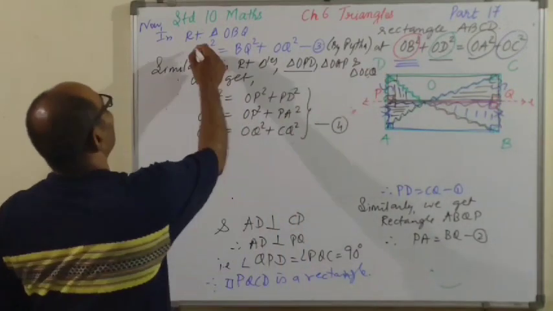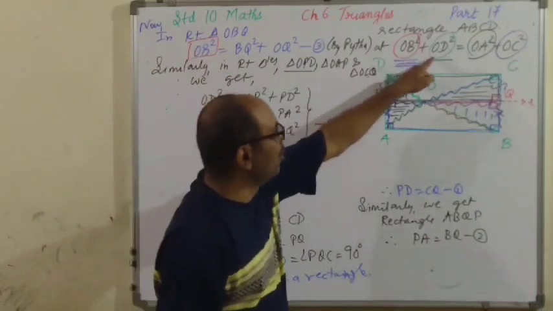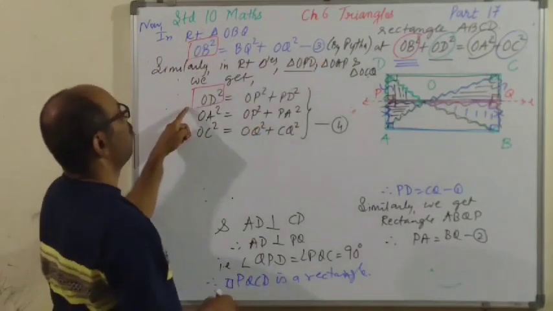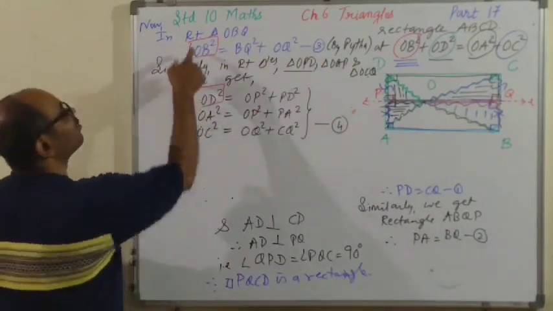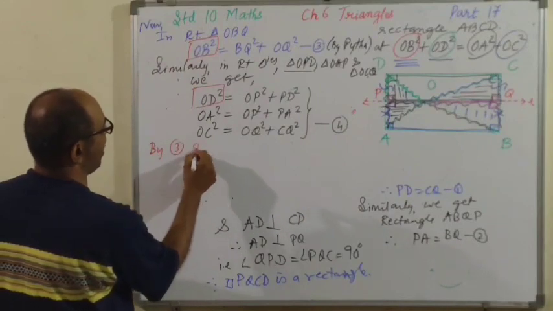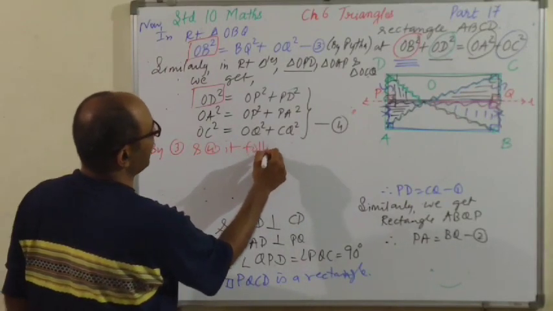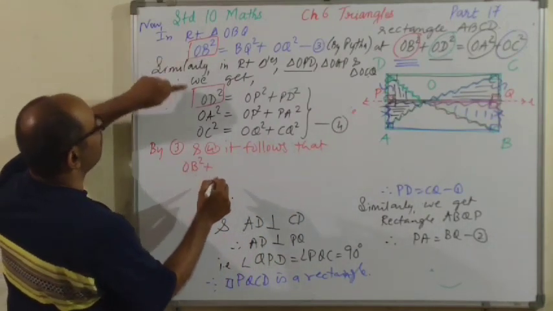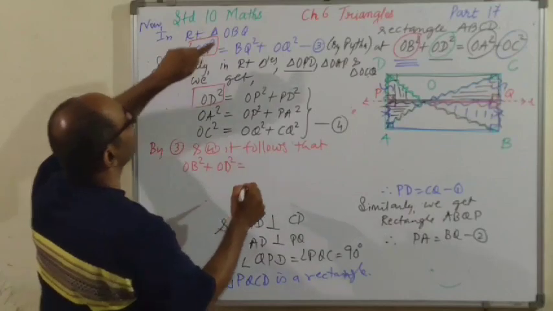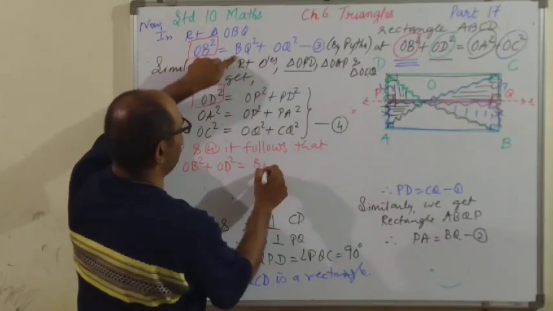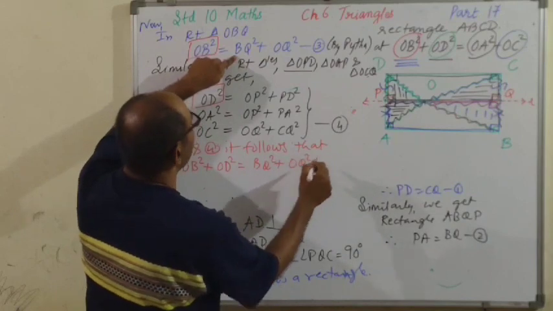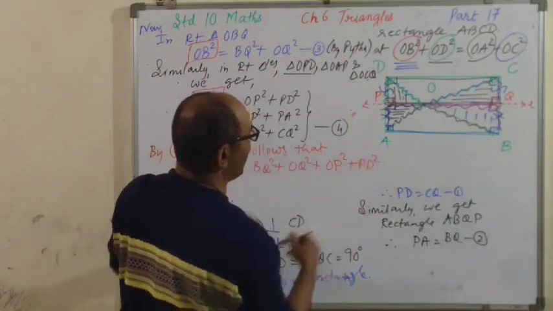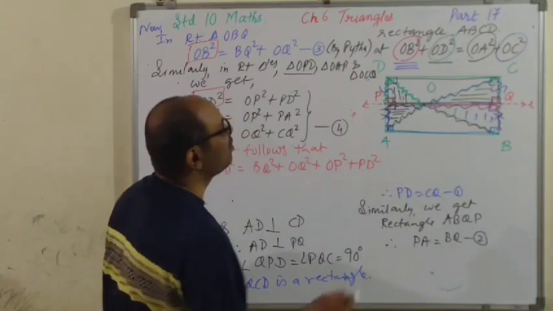OB square is from 3, OD square is from 4, so only these two I am using. By 3 and 4, it follows that left hand side OB square plus OD square is equal to right hand side BQ square plus OQ square plus OP square plus PD square. Right?